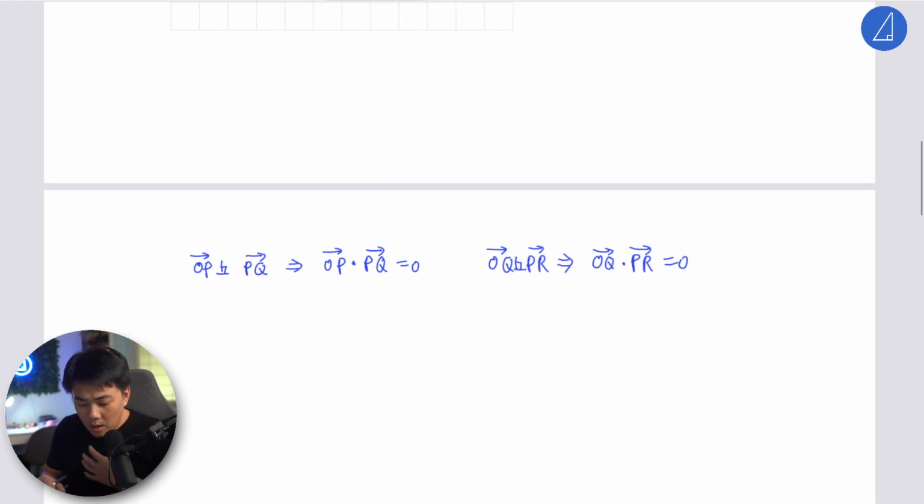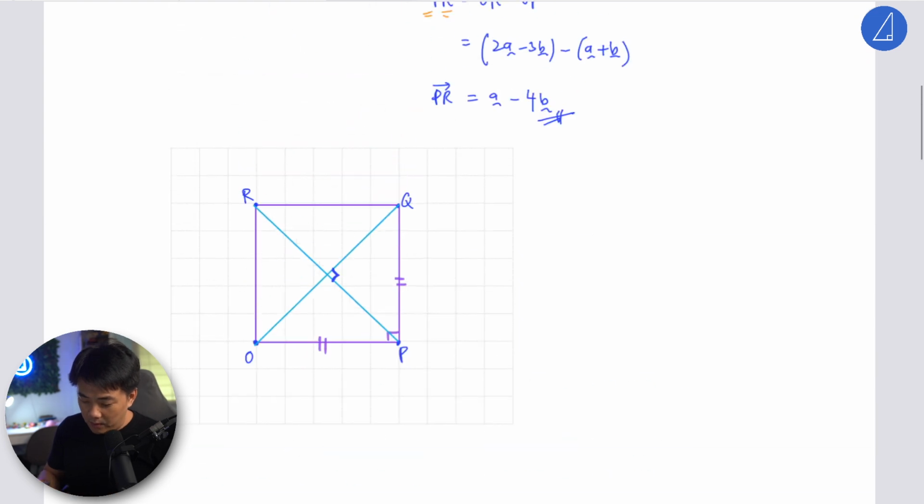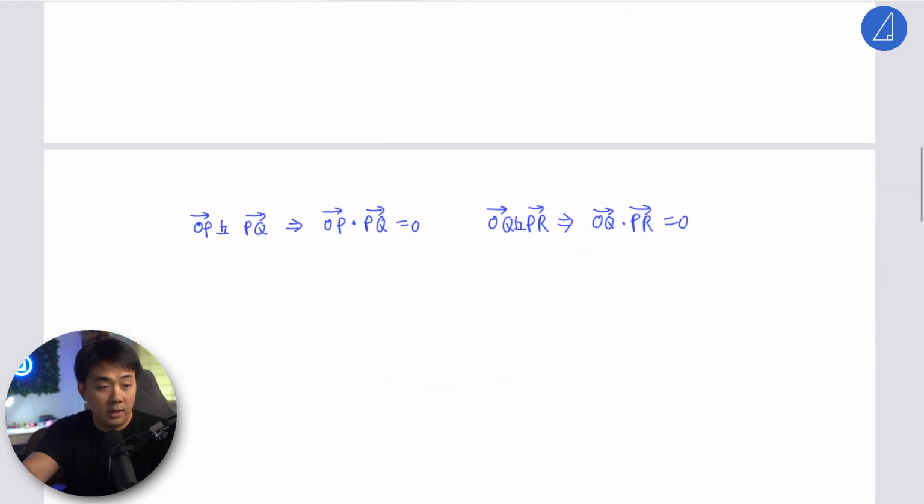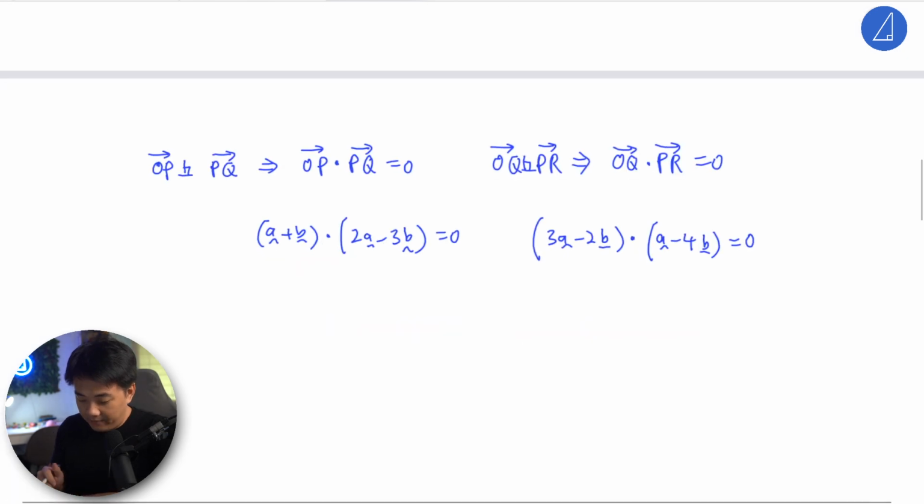So then I'll just put in what we found just now. OP was given, right? PQ was also found here. Okay, so everything that we have, I'm just going to put it in terms of vector algebra. Then I'm going to expand the left and the right. So expanding this and expanding these two, expand it out.